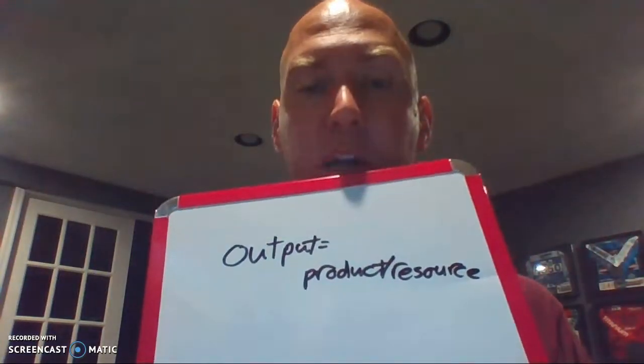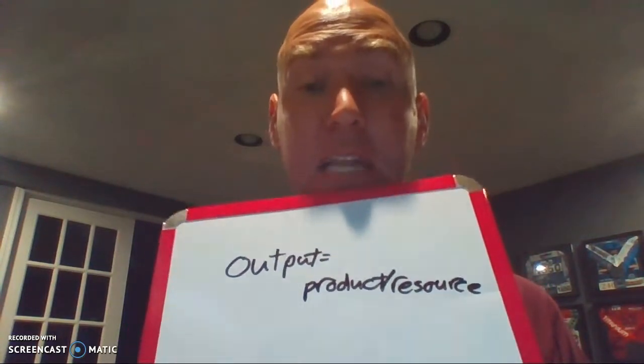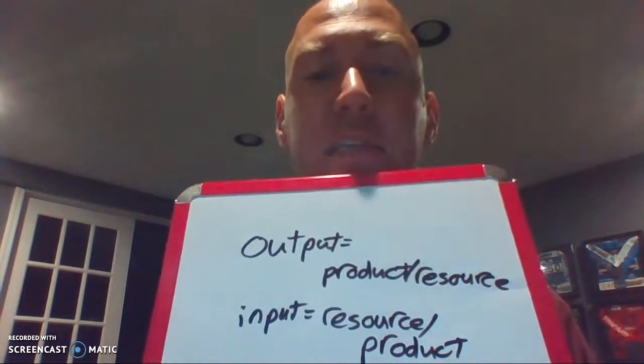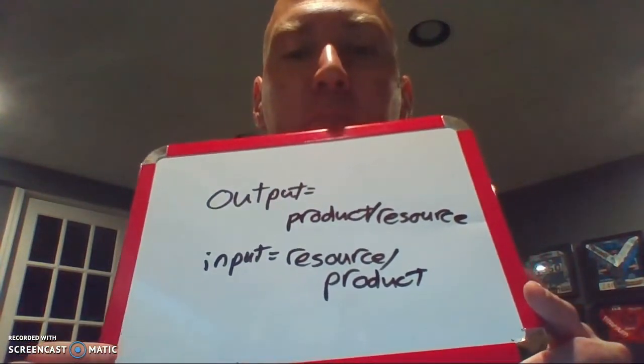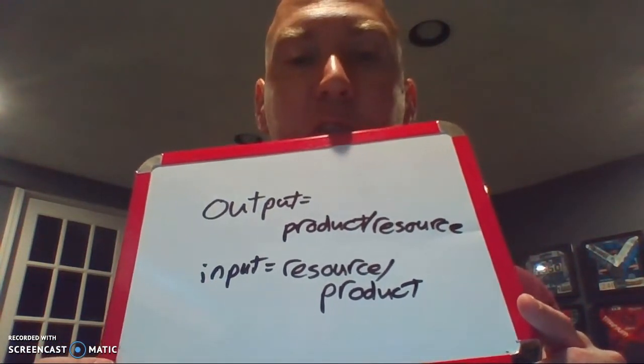Let me just write this down here. Remember, an output problem is product over resource. So how much are we actually producing? That's an output problem. Whereas input is resource over product. So that's kind of an easy way to remember this stuff. Output, product over resource. Input, resource over product.